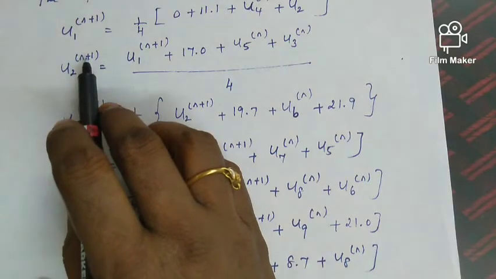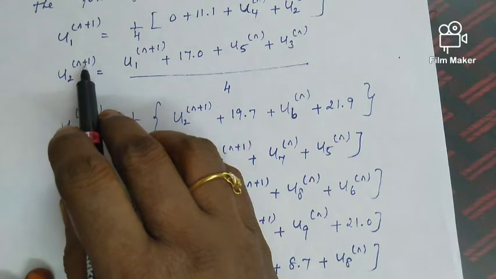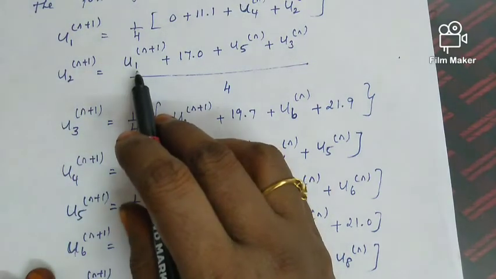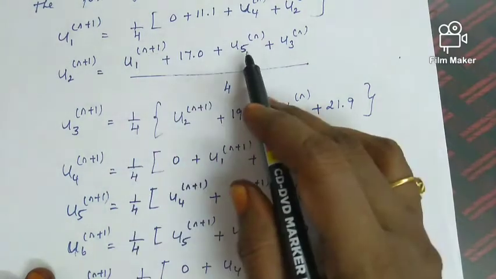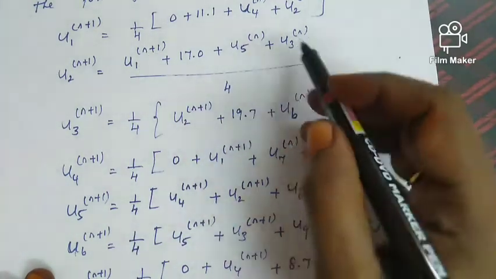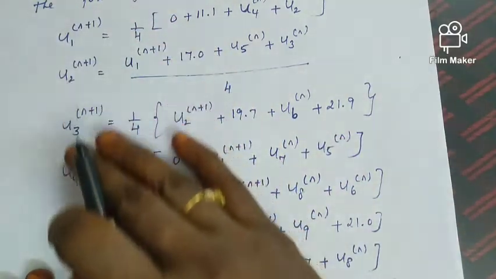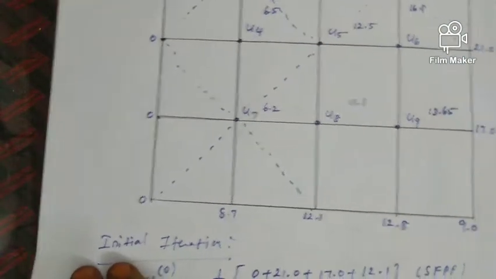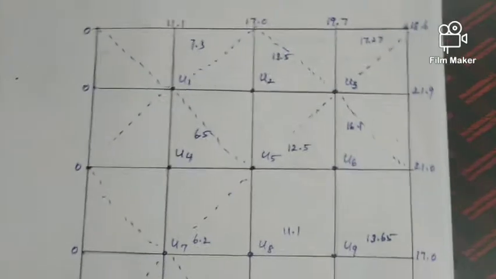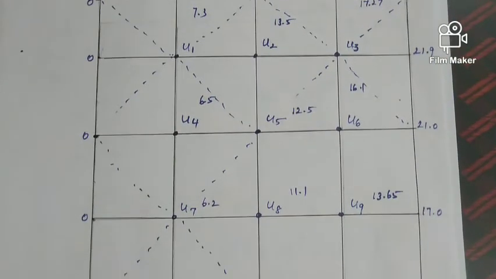Likewise for u2 of n plus 1, put n equal to 0 so that we can get the first iteration value of u2, that is u2 of 1. For the next, n equal to 1, so 1 plus 1 is 2, and here n equal to 1, the previous values we are applying, and we can get the value of u2 of 2. Likewise we are going to get all the iteration values of u1, u2, up to u9. So this is the procedure. Now we are going to give n equal to 0 for the first iteration, n equal to 1 for the second iteration, like that only we are going to do.